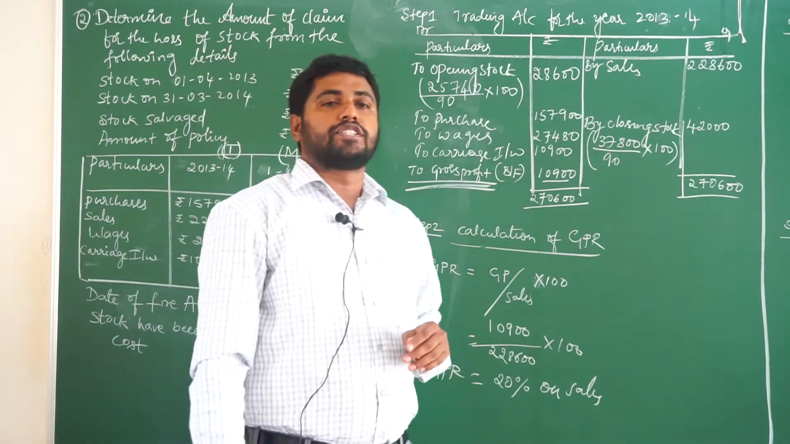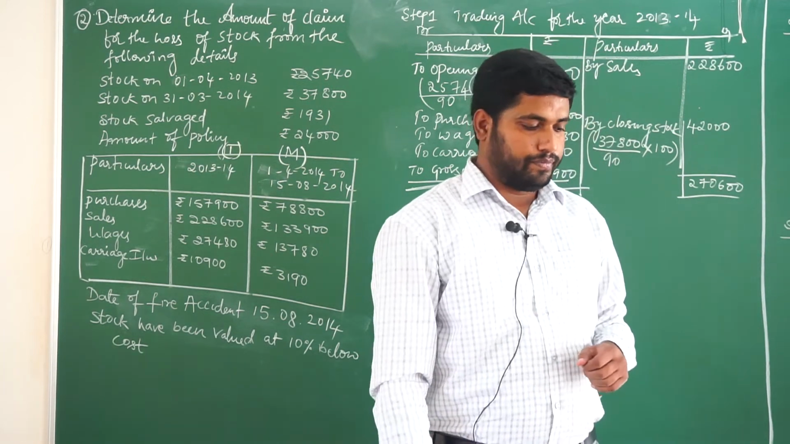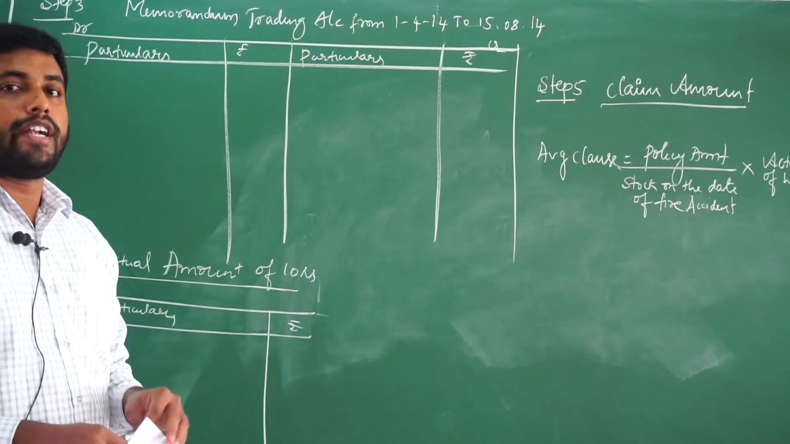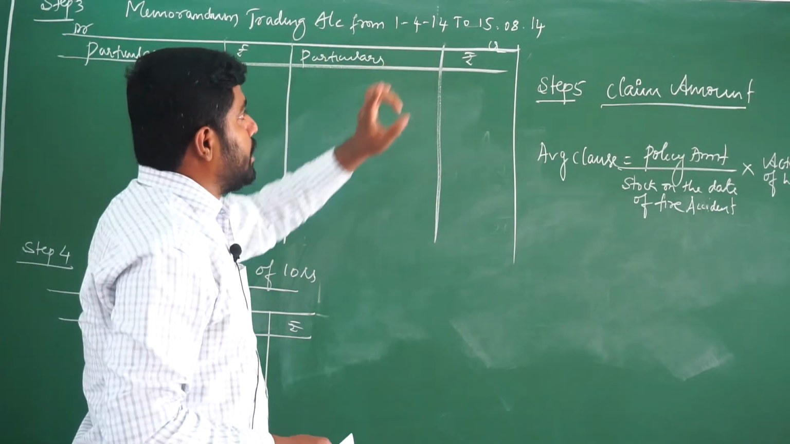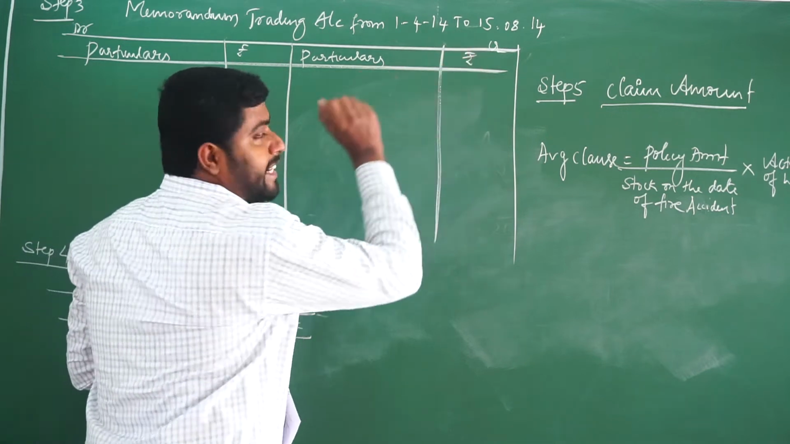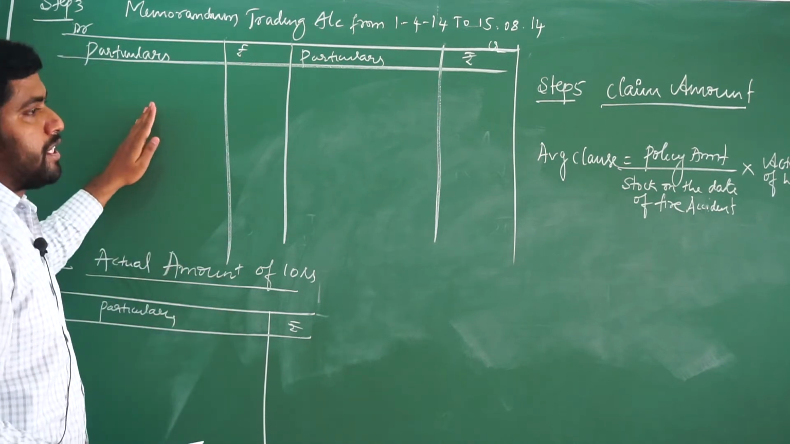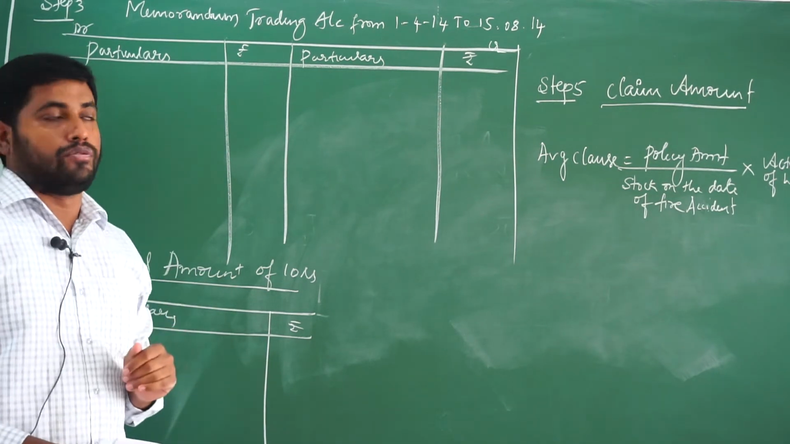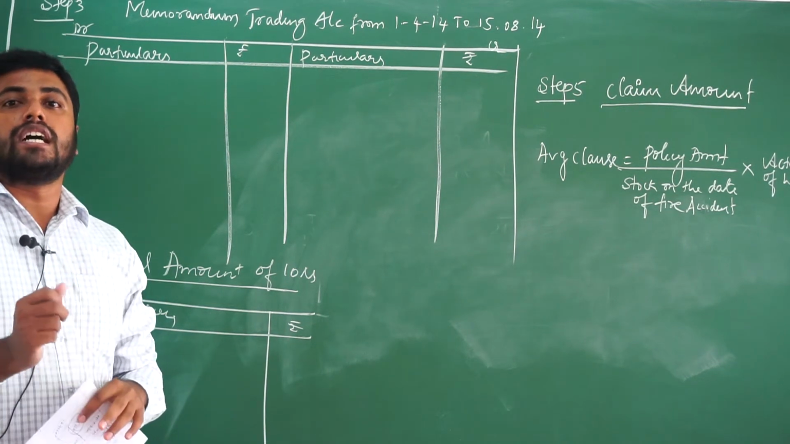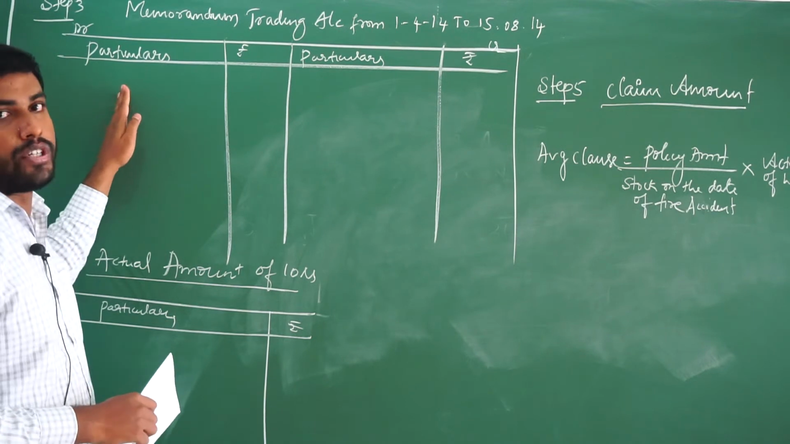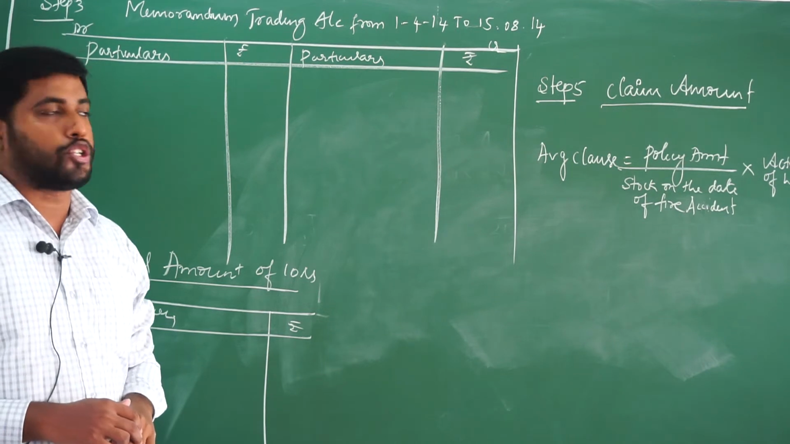Now move on to step number 3, the memorandum trading account. The memorandum trading account is prepared from the beginning of the current year, that is 1/4/2014, till the date of the fire accident. Here the date of the fire accident is 15/8/2014. The memorandum trading account is very similar to the trading account. The only difference is that the trading account is prepared to find out gross profit, but the memorandum trading account is prepared to find out the stock on the date of the fire accident, nothing but the closing stock.